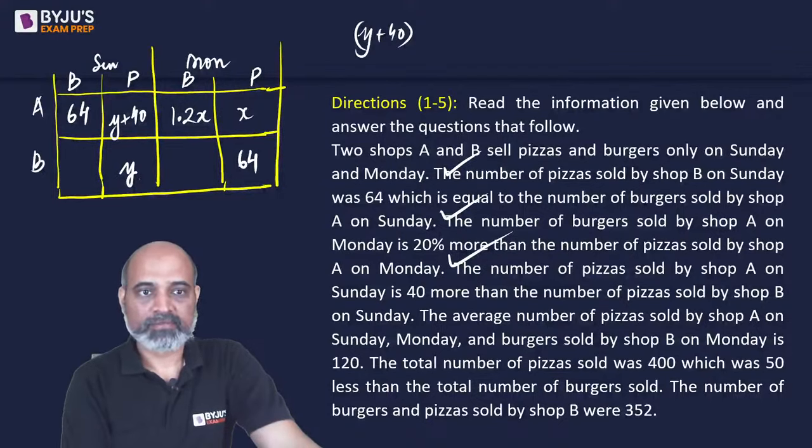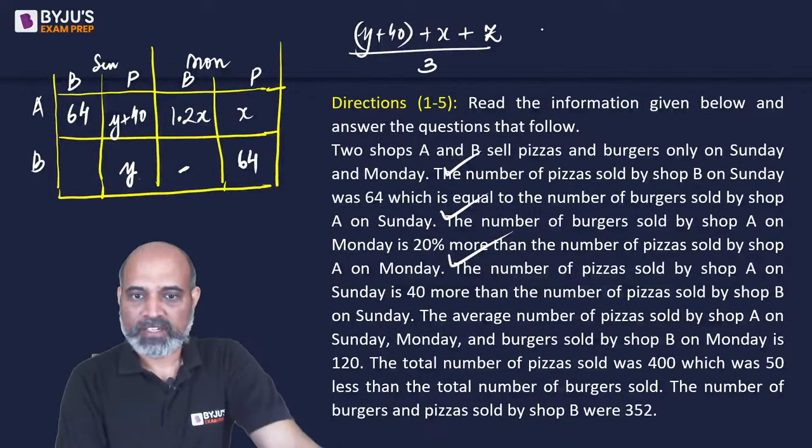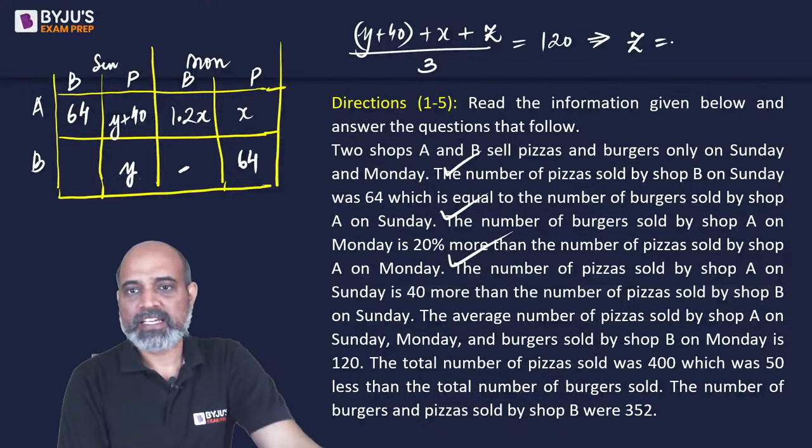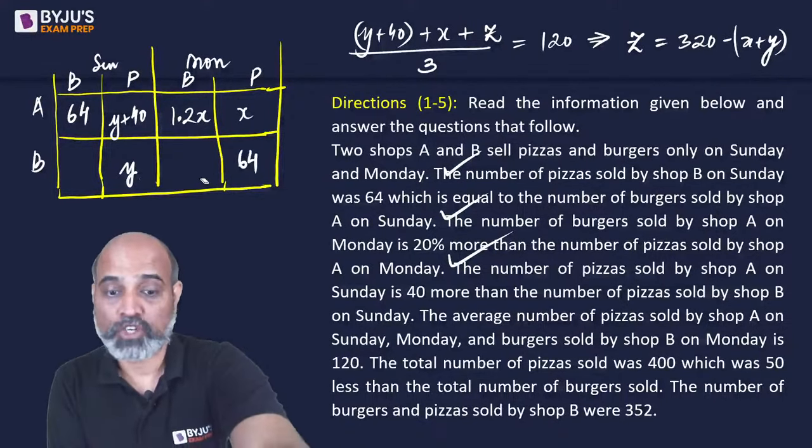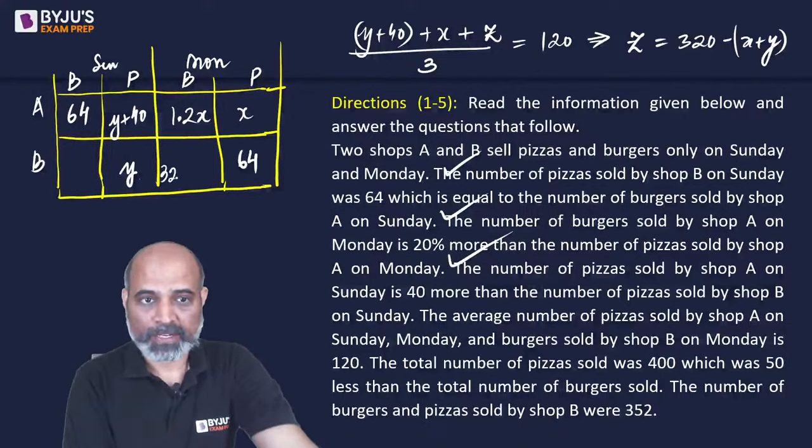Monday. Okay, so Monday also, and burgers sold by shop B on Monday. Number of burgers sold by shop B on Monday. So we're talking about this. Let's call this Z. Their average is 120, right? So from here, we will get the relation where Z is going to be 320 minus x plus y. So instead of burgers Monday shop B, we are going to write 320 minus x plus y.